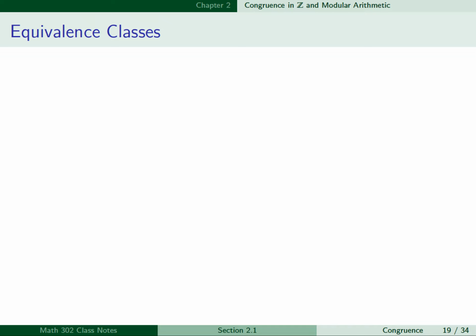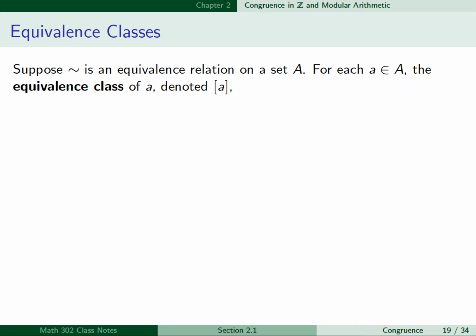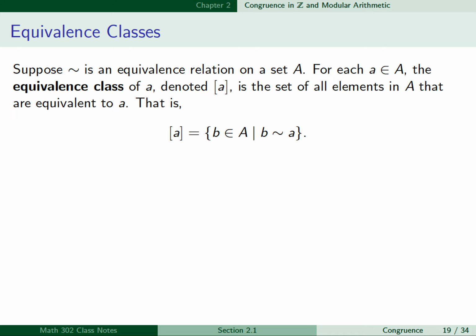Next, we want to talk about equivalence classes. So let's suppose that tilde is an equivalence relation on a set A. For each element a in A, the equivalence class of a, which is denoted by a in square brackets, is the set of all elements in A that are equivalent to a. So that is, the class of a is the set of all b in A such that b is related to a.